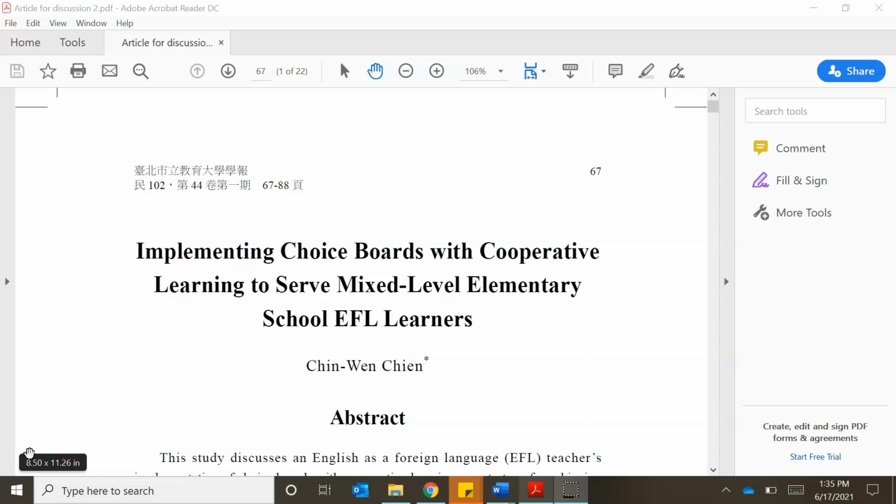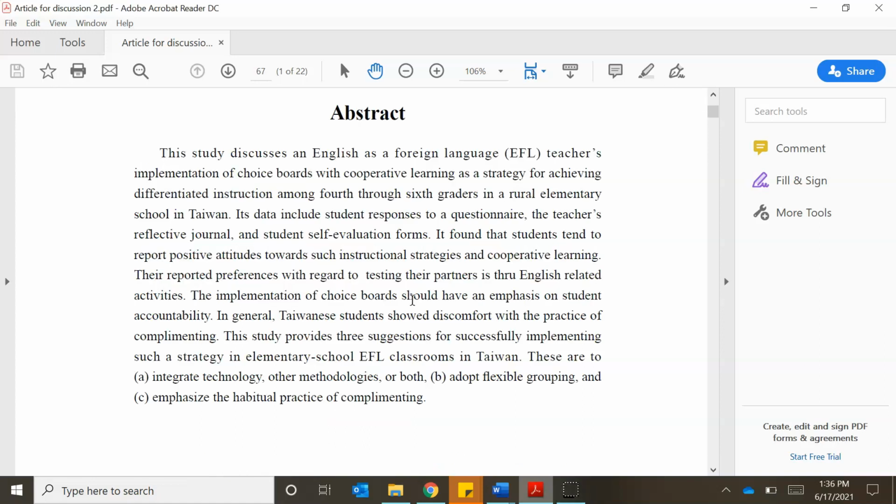So the first thing that we're going to do is start out by reading the abstract of the article. This article is about implementing choice boards with cooperative learning to serve mixed-leveled elementary school EFL learners. The abstract is right here on our screen. This is a summary of the research and the research results. Reading the abstract is going to help give you a picture of what the article is about and if this is really an article that you need and that's going to serve the purposes that you are looking for.